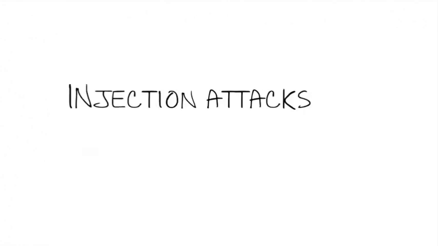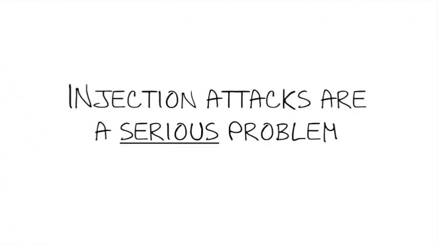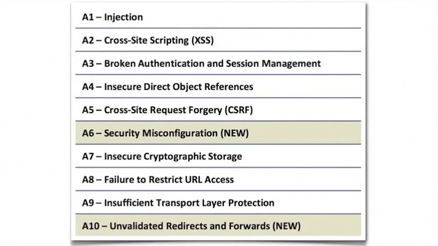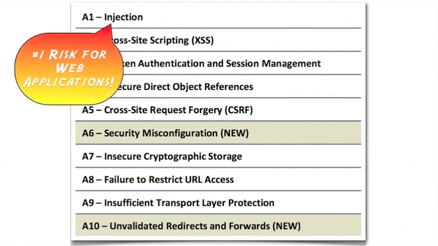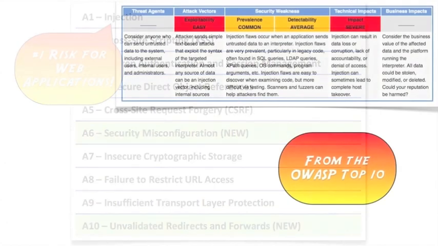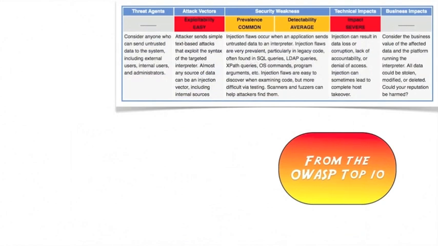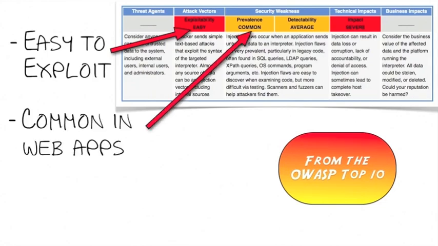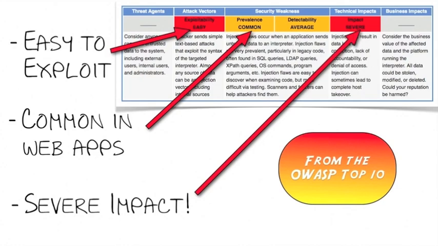First of all, injection attacks are a very serious problem. To give you some idea, every few years, the OWASP Foundation puts out a list of the top security risks for enterprise web applications, known as the OWASP Top 10. The list reflects the collective judgment of many, many security professionals in the industry. And right now, the top risk to web applications, in their opinion, is injection. So this is definitely something every web architect, developer, and tester needs to be very familiar with. And what makes it so dangerous is that it's easy to exploit, it's pretty common in web applications, and the impact can be quite severe.